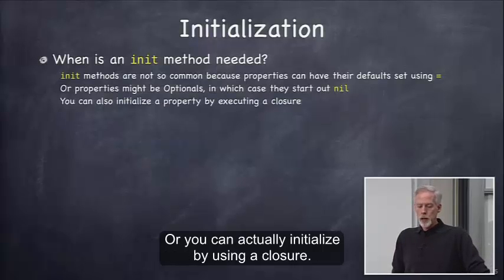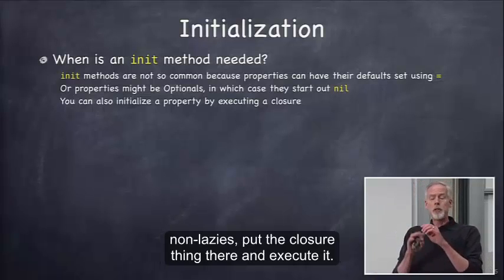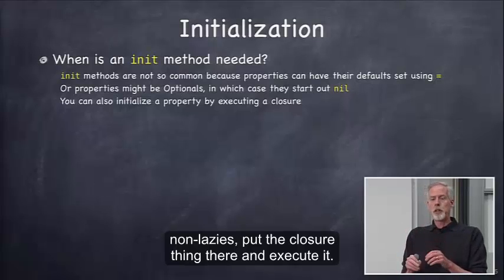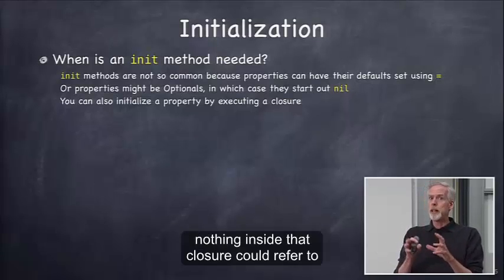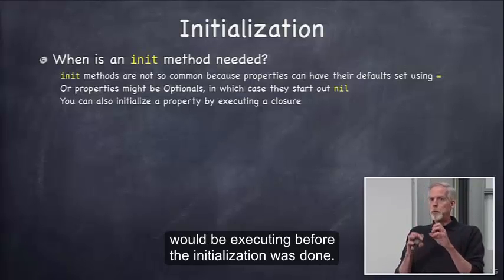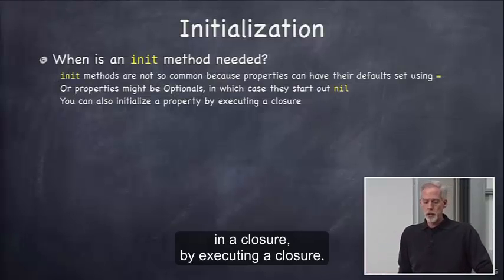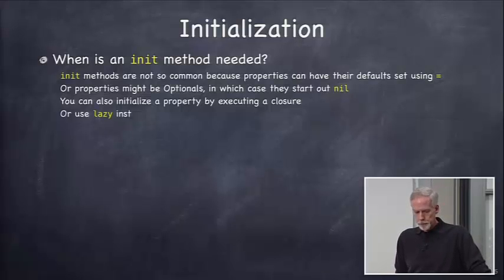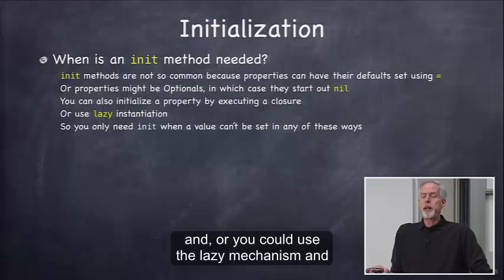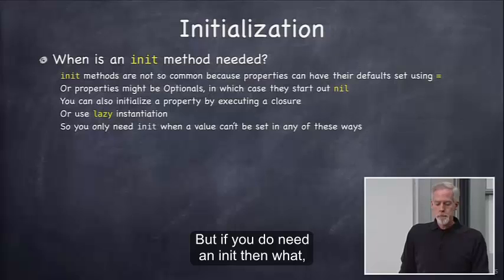Or you can actually initialize by using a closure. As I showed on the previous thing, that lazy thing, you can do that for non-lazies: put the closure there and execute it. It'll get executed right away, and nothing inside that closure could refer to any other instance variables, of course, because it would be executing before the initialization was done. But still, you can calculate some things to assign in a closure by executing a closure. Or you could just use the lazy mechanism to avoid needing an init.